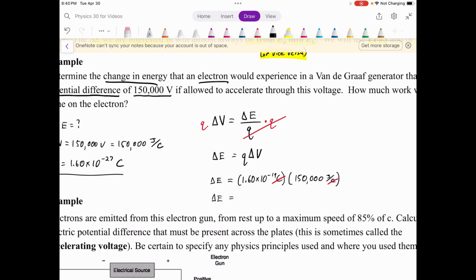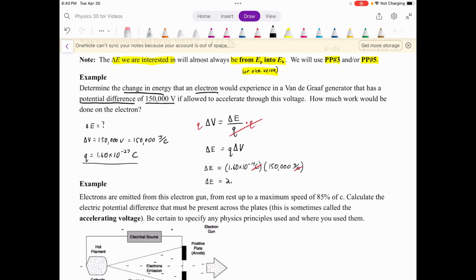So I got that this electron's change in energy would be 2.40 times 10 to the negative 14 joules. Okay, I know it looks like I rounded that early. I actually didn't.